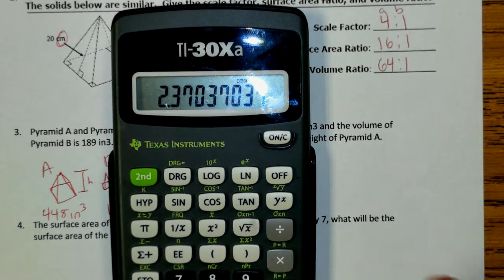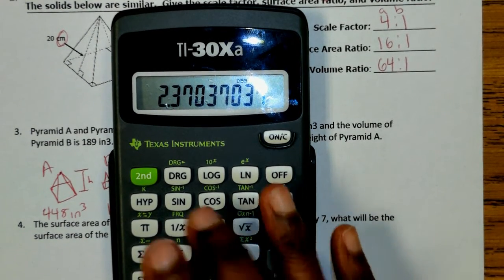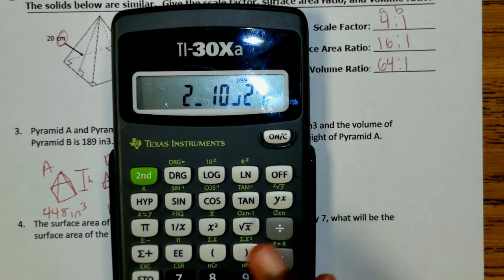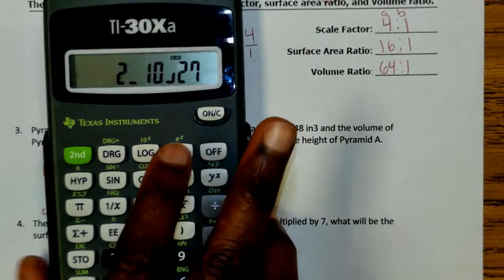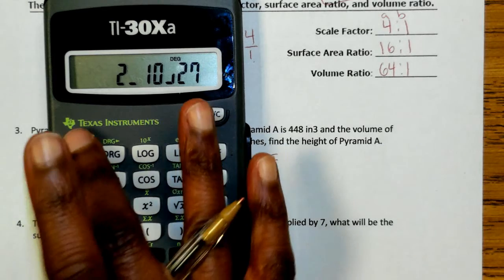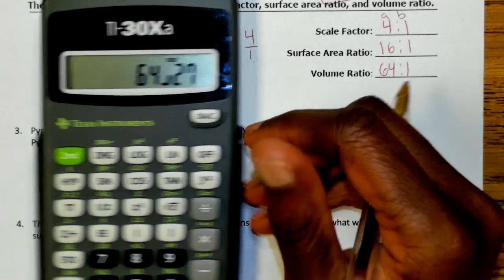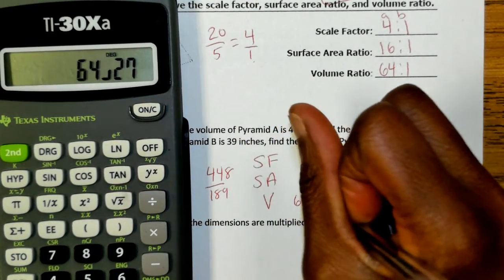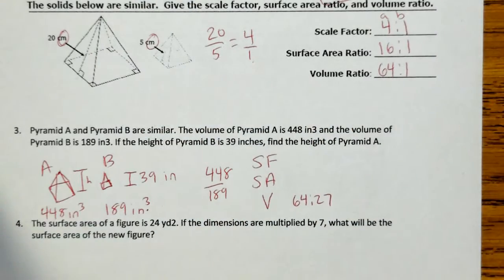Alright, that gives us a decimal. It's pretty standard, that's fine. So then you hit second arrow to get it to a mixed number, second ABC to get it to an improper fraction. So 64 to 27 would be your volume ratio.